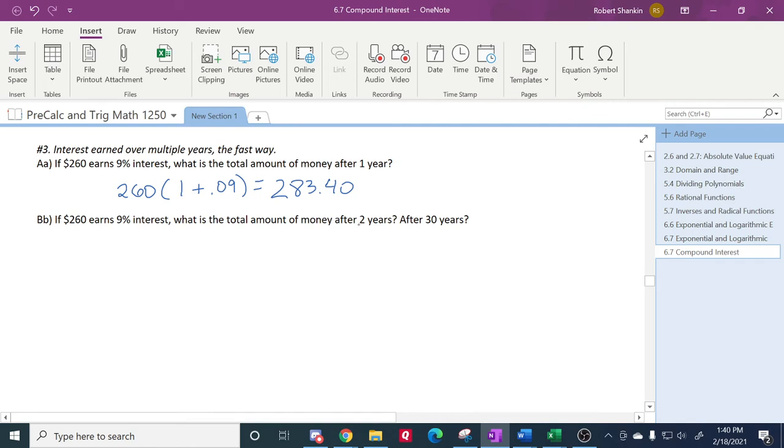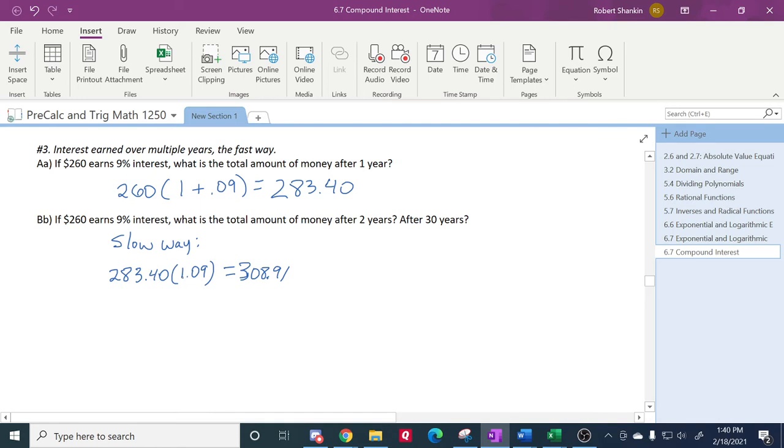Now, there are 2 ways you can do this, and I'm going to start with the slow way. You take the 283.40 and multiply that by 1.09. Now that seems kind of fast. Why is this going to be called the slow way? Well, let me tell you in a moment. 308.91 is what you're going to get.